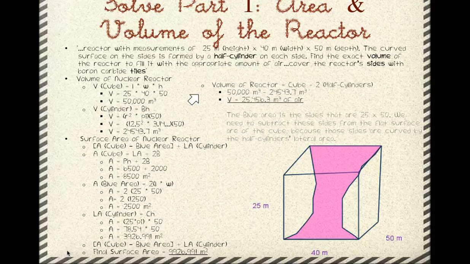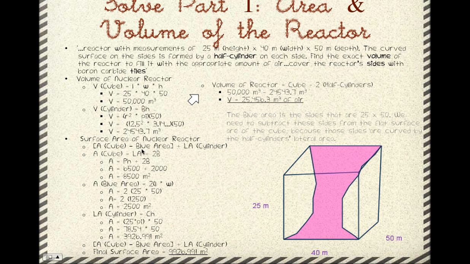Okay, so the first part of solving is to find the area and the volume of the reactor. We can find the volume by the equation of a cube. Given the dimensions in the original problem, it's 50,000 meters cubed, and then you have to subtract the volume of the cylinder from it because you have two half cylinders, so that equals one whole cylinder. So your total answer is 25,456.3 meters cubed of air.